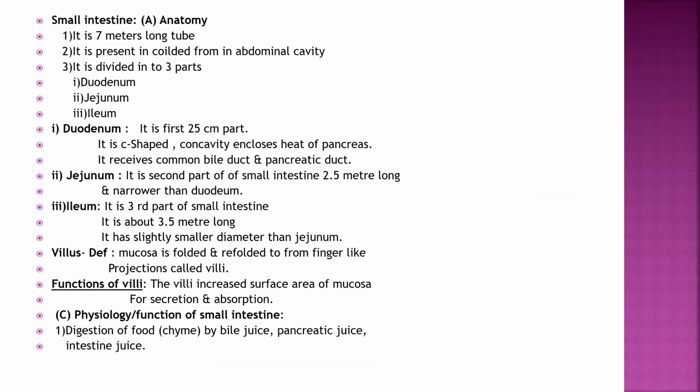The next part is the small intestine, which has three parts: duodenum, jejunum and ileum. This small intestine contains three types of juices for digestion of food. Intestinal juice for digestion of proteins, bile juice for digestion of fats, pancreatic juice for carbohydrates. In the small intestine, the whole food is getting digested, broken down and then absorbed.